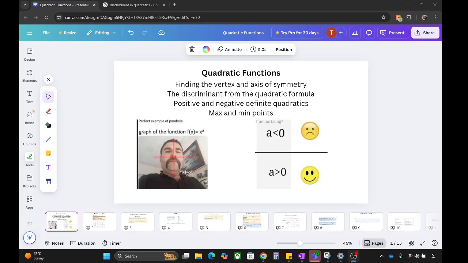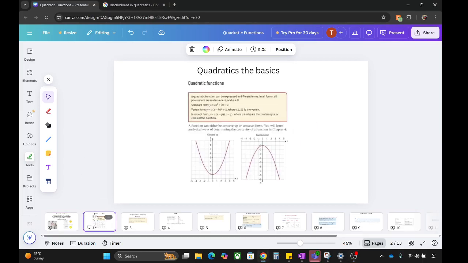We're going for people who achieve sevens in IB Maths AHL. So let's get started with today's video. Today's video is about quadratic functions, and it's about finding the vertex and the axis of symmetry first. Then we'll move on to the discriminant from the quadratic formula, then positive and negative definite quadratics, and then max and minimum points. So let's get right into it.